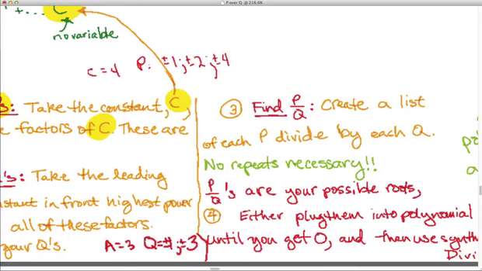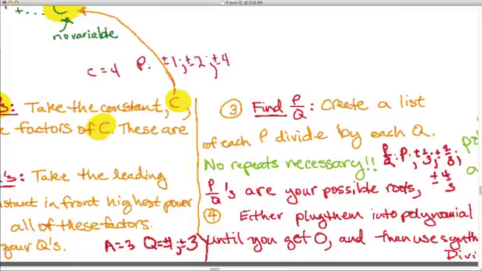And you don't need any repeats. So in this case, all of P over Q would equal all the numbers in P: 1, 2, and 4. When you do P over Q, when Q is 1, you get all your P terms. But then when it's 3, you get a few new terms: plus or minus 1/3, plus or minus 2/3, and plus or minus 4/3.